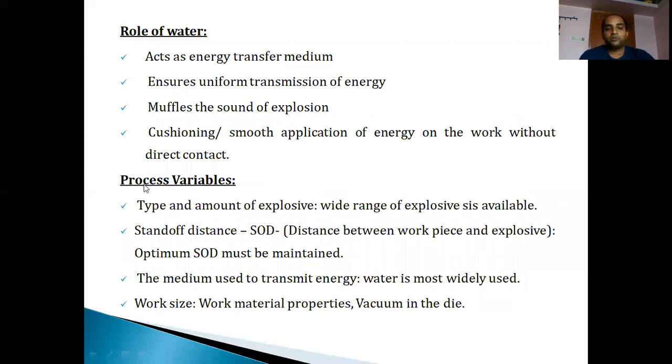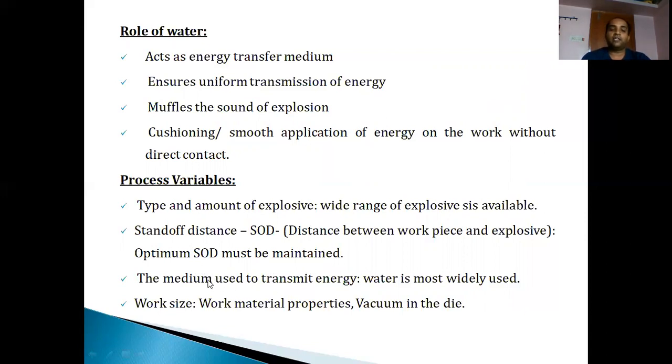So already I told you about the process variables regarding the type of explosive you want to choose for which kind of material. A very important thing is the standoff distance. Some metals require a huge amount of energy, some require less. So depending upon the amount of energy developed, you should decide at what distance to place the explosive material away from the workpiece to get a perfect design.